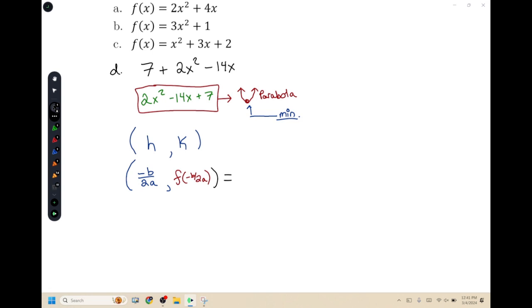So what is negative b over 2a in this case? Negative 14 over 2 times 2? Oh no, I'm so sorry. I made up a bad problem. So this is 14 over 4. 7 over 2. I didn't mean to.